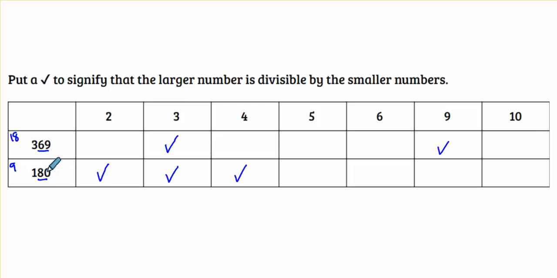For 5, it ends in a 5 or 0, that gets a check. For 6, we check and see, oh, well, yeah, it worked for 2 and 3, so 6 gets a check. For 9, the sum was 9, that's divisible by 9, that gets a check. And for 10, it ends in a 0, so that gets a check.